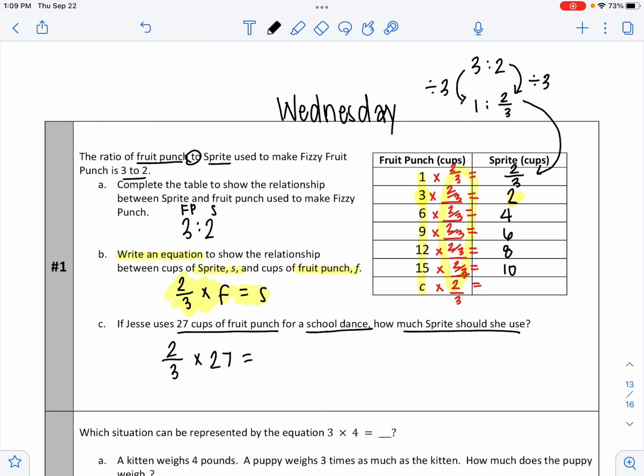2/3 times 27, we multiply the whole number times the numerator, and 2 times 27 is equal to 54. 54 divided by 3 is 18. And so we know we need 18 cups of Sprite.